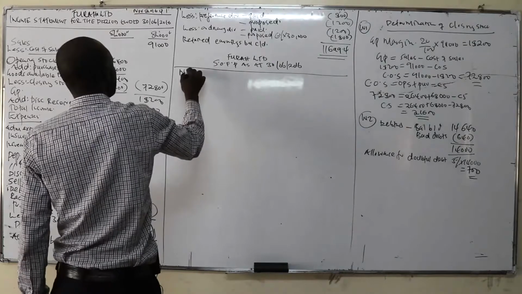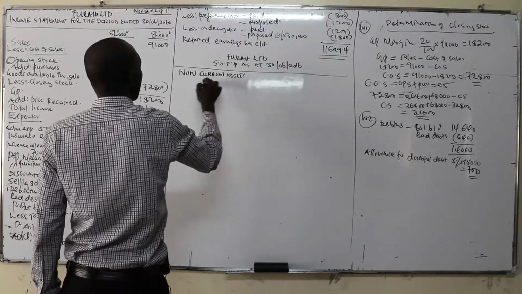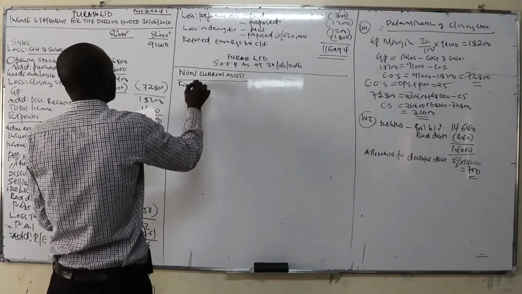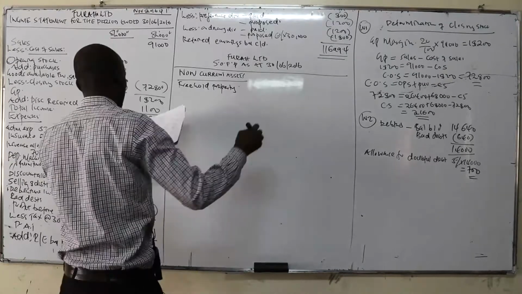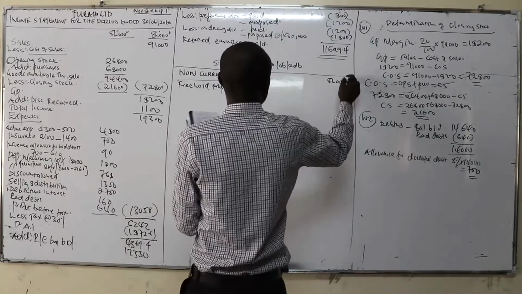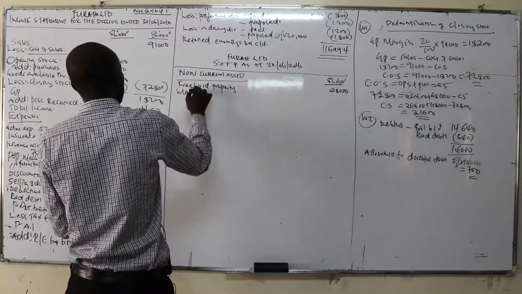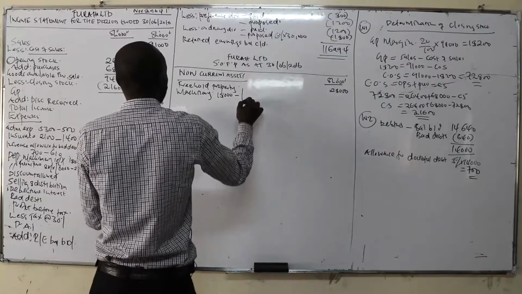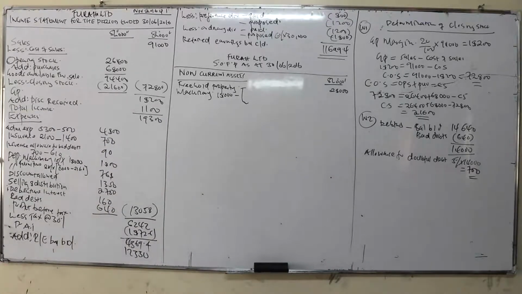So we have non-current assets. Non-current assets. So we have freehold property. Can you see it? Freehold property, how much is it? 28,000. And then we have machinery. What is the cost of machinery? 18,000 minus accumulated depreciation. Provision for depreciation of machinery is how much? 5,400. Yes.